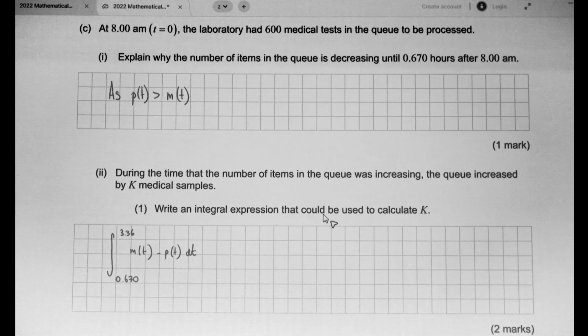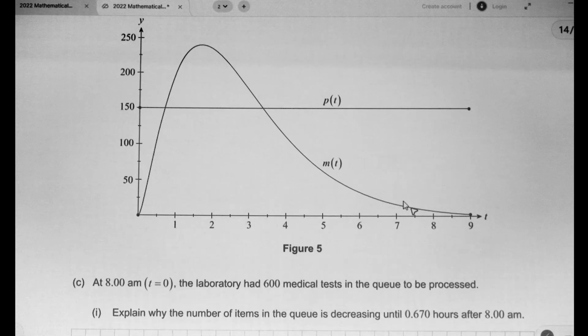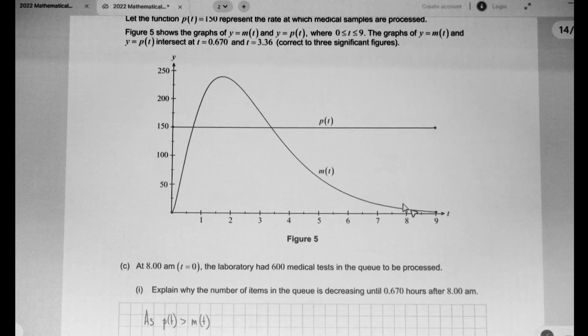And then we've got the rate at which they're processing the samples, now on the graph, and they had to explain why the number of items in the queue is decreasing in the early hours. And this is where Dan has got, because P of T is greater than M of T at that point, that's a beautiful, succinct way of doing it mathematically, but mostly kids will have done that with words to that effect. So that's fine, they get that: more are being processed than are arriving at that time.